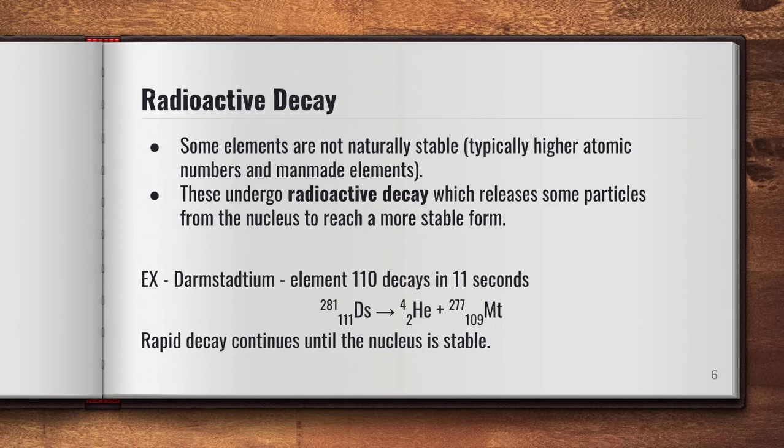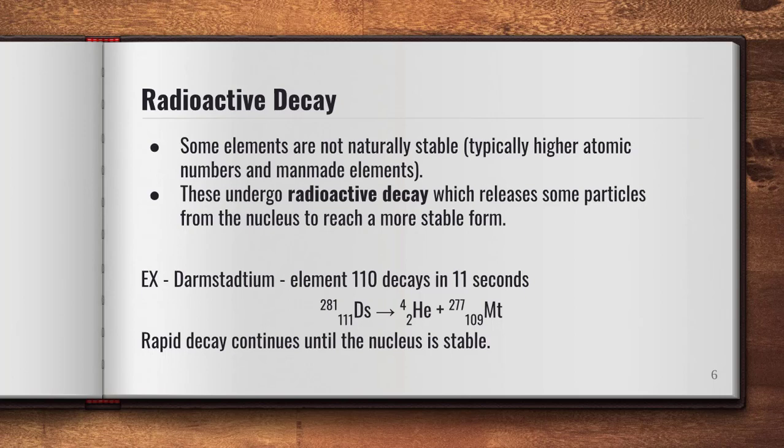So as you mentioned before, some elements are not naturally stable. They have higher atomic masses and maybe they're man-made elements. Well, these will undergo radioactive decay, which releases some of those particles from the nucleus to create a more stable form. As we mentioned, there are several transuranic elements, which means that they're beyond uranium on the periodic table, and many of these are not naturally stable. As a result, they release particles in order to become more stable.